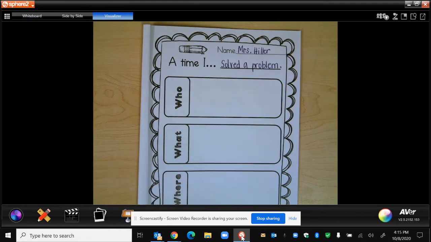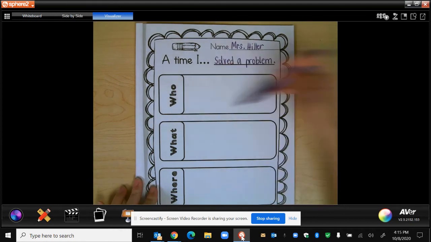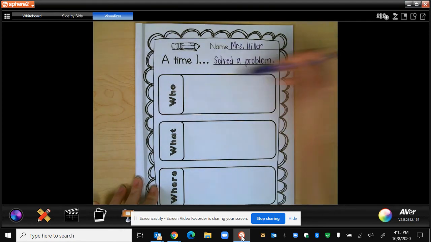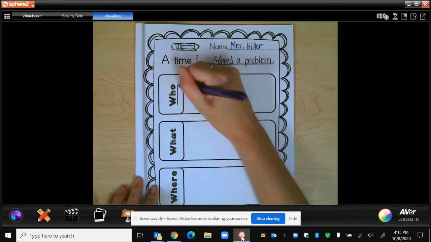And also, guys, remember, your writing should not be the same as my writing, because I'm talking about a time that Mrs. Hiller solved a problem. I want you to talk about a time that you solved a problem. So first, in this top box, we are going to write who. Who was there when you solved a problem?